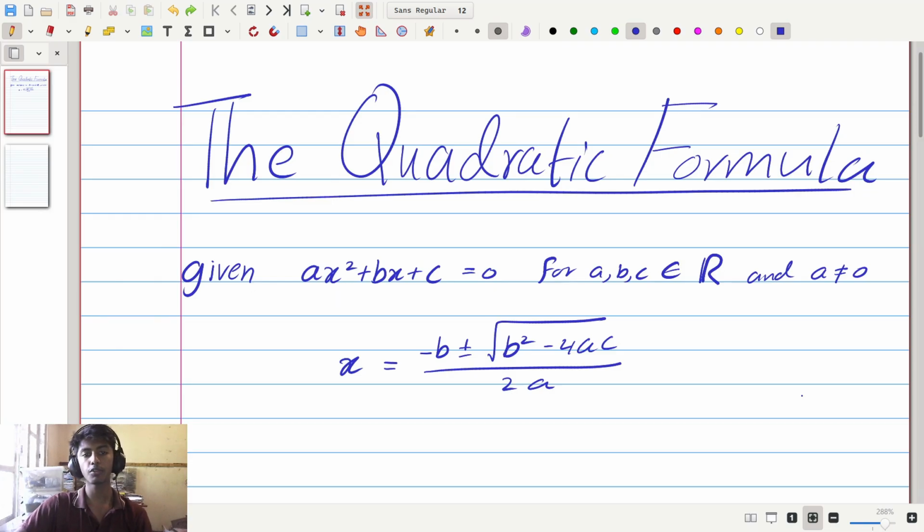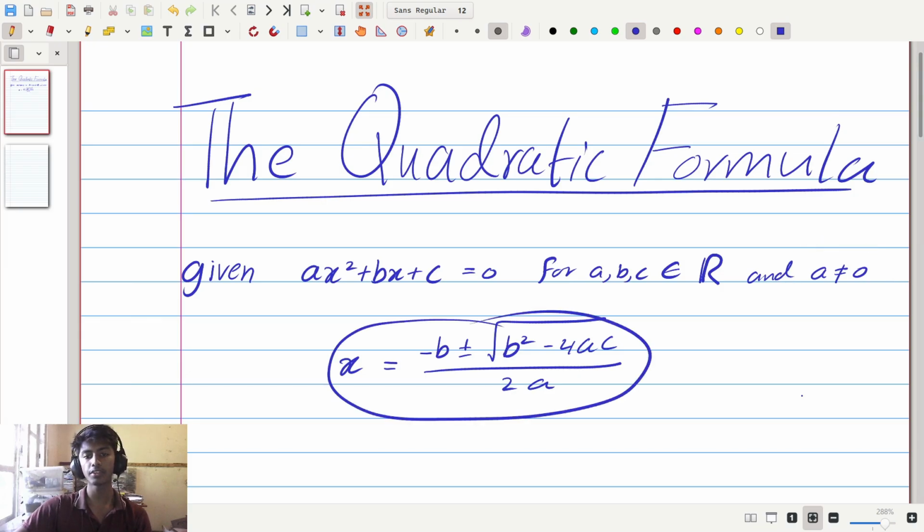Given an equation of the form ax squared plus bx plus c equal to 0, for a, b and c, which are elements of the real numbers, as in a, b and c are some kind of constants that are elements of the real numbers, and a not being equal to 0, then the two values of x for which this solution is valid, as in the two values of x that when you substitute into here and here you get equals 0, are x equals negative b plus or minus the square root of b squared minus 4ac, all divided by 2a.